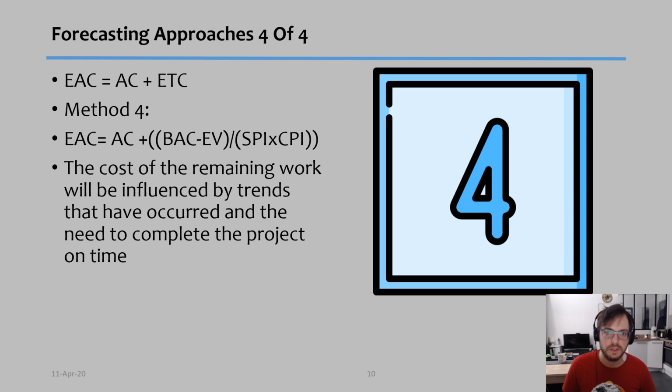The last method is a little bit more complicated. Instead of dividing simply by the CPI, we divide by the CPI multiplied by the SPI. So not only do we take into consideration our cost performance, but we also take into consideration our schedule performance. The cost of the remaining work will be influenced by trends in terms of completing the project on time and in terms of costs. Once again, this can be a very good alternative to method 1 if you have the data, and therefore it can be very interesting. But I only use this one when schedule is a main component, or one of the primary baselines or constraints of the project.